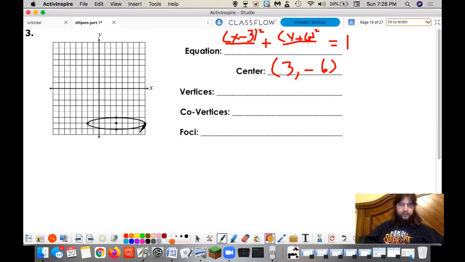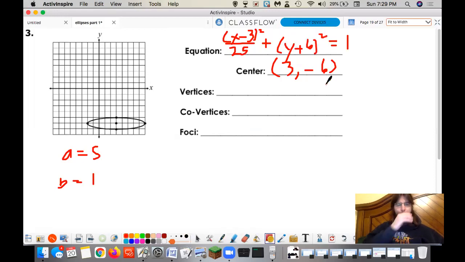Obviously, it's going to be a horizontal ellipse. I can see it's going to be 1, 2, 3, 4, 5. A is 5. B is 1. So that's going to be 25. And 1 squared is 1. So I guess we could simplify this part a little bit. I'm not going to worry about it. But technically, it would be more like this, y plus 6 squared with nothing else. Okay, and that's going to be square root of 24, which is practically 5.